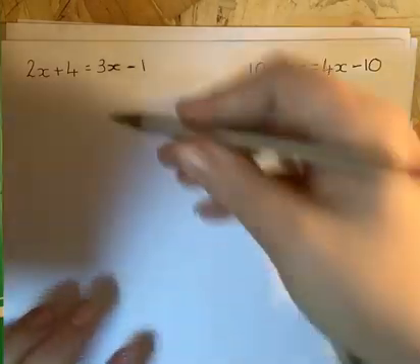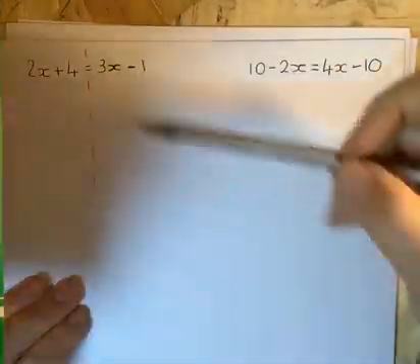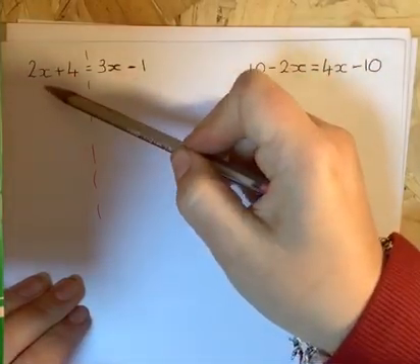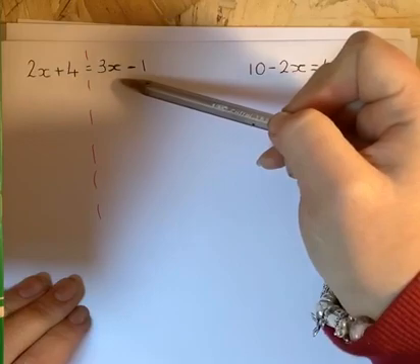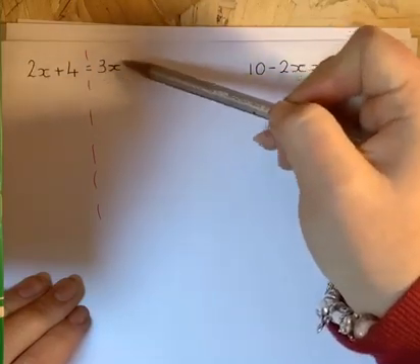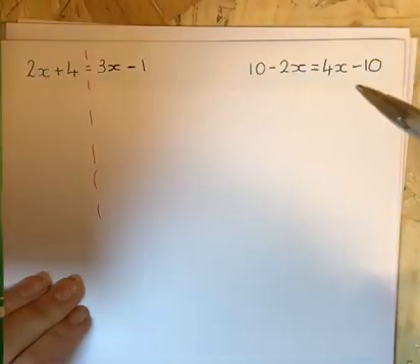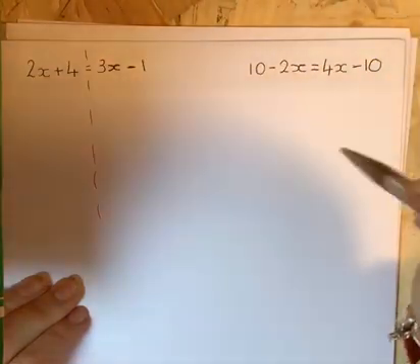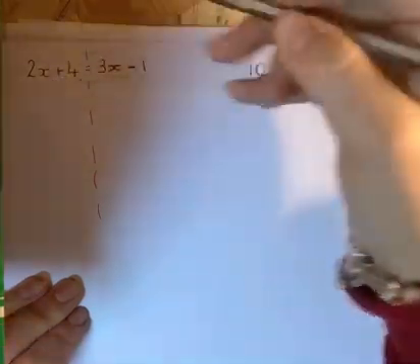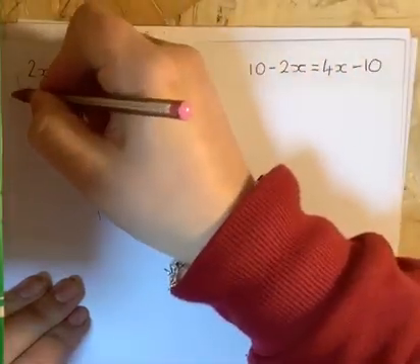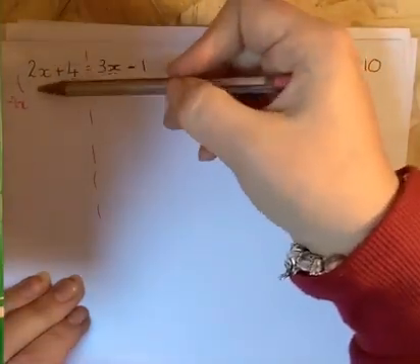Okay, so we're going to look at this one again. We're going to put our equal signs in line. Okay, and we want to look at these values of x. So we've got 2x and we've got 3x, and we know that 3x is a greater value of x. So we're going to subtract, in this case, the smaller value of x. Okay, so we're going to subtract 2x from both sides, because that will make this 0.